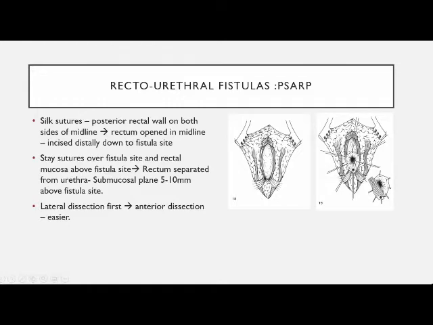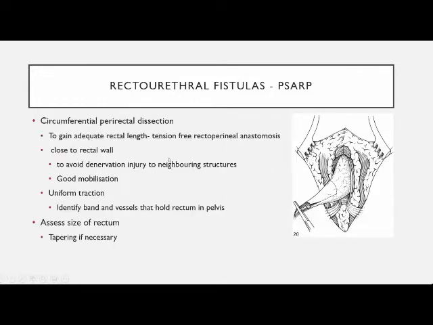A submucosal plane is created anteriorly towards the fistula site, and we dissect up to 5 to 10 mm above the fistula site. The lateral dissection is carried out first, followed by anterior dissection, which makes the anterior dissection easier. So in this fashion, circumferential perirectal dissection is done close to the rectal wall to gain adequate rectal length. So this should give us a tension-free rectoperineal anastomosis.